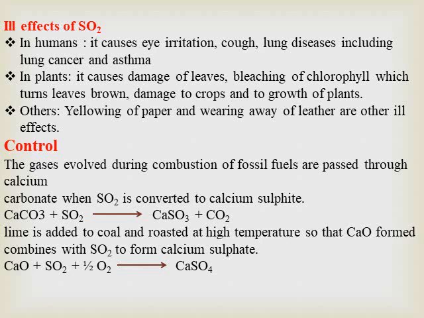Now, lime is added to the coal before burning, and it is roasted at high temperatures. An appropriate amount of lime is added. Lime is calcium oxide, which is added to the coal in an amount of around 3 to 5 percent and roasted at high temperature, so that the calcium oxide combines with SO2 to form calcium sulfate. Calcium oxide reacts with sulfur dioxide in the presence of a small amount of oxygen during the roasting process and forms calcium sulfate. So by converting sulfur dioxide into calcium sulfite and calcium sulfate, we control the emission of sulfur dioxide into the atmosphere.